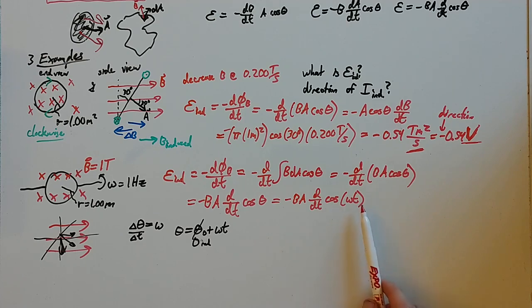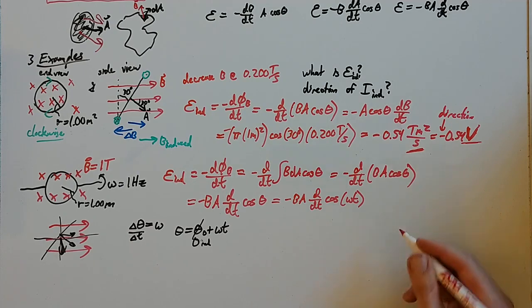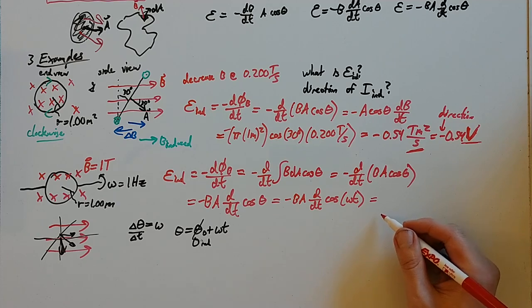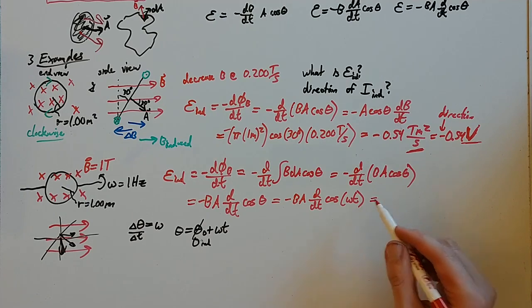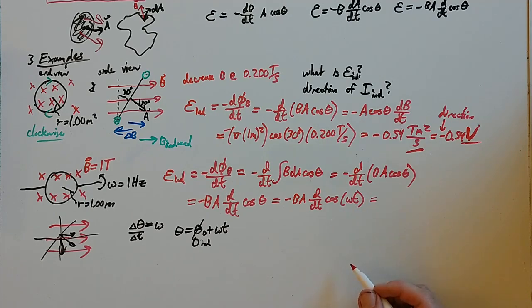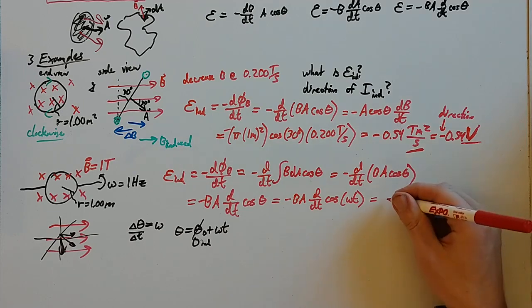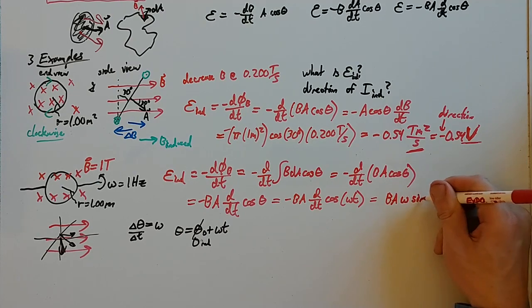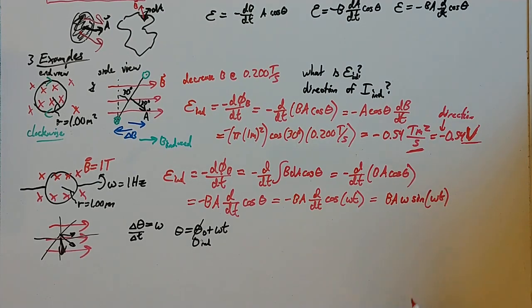All right, we've got a cosine of omega t, and now we can take the derivative of this. We know how to take the derivative of cosine omega t. We did that earlier in this semester. The derivative of cosine is going to give us a sine, and we're going to get an omega that comes out front and a minus sign. So this will turn into B times A times omega times sine of omega t. So that's what happens when we take that derivative.